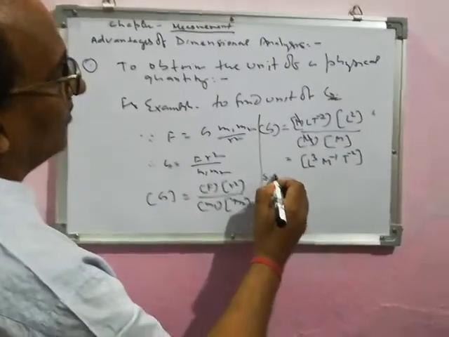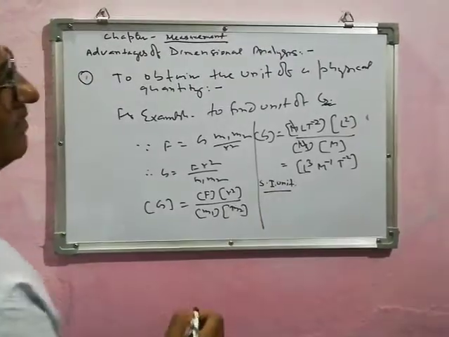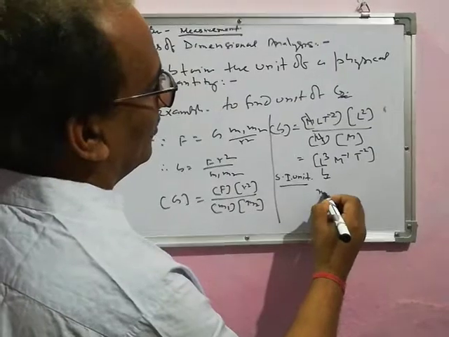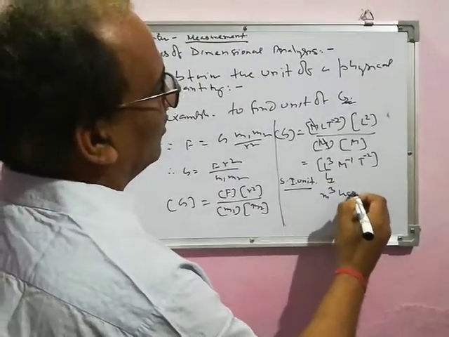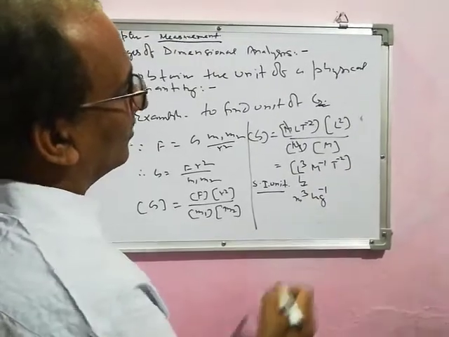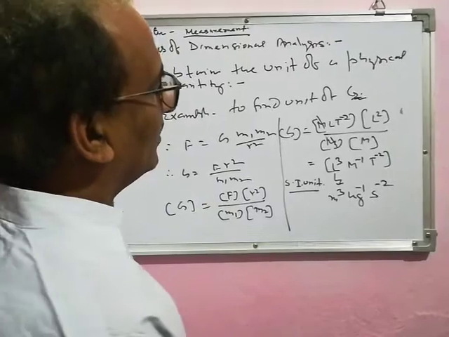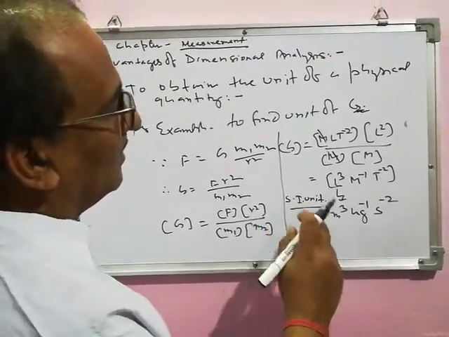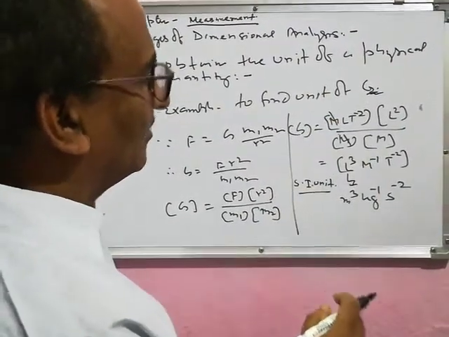Now, if you have to write the SI unit, the unit of length is meter, so we write meter cube. The unit of mass is kg, and as the dimension is minus 1, we write kg power minus 1. For time, it is second. So this is the SI unit of capital G, and here we have obtained the unit using dimensional analysis.